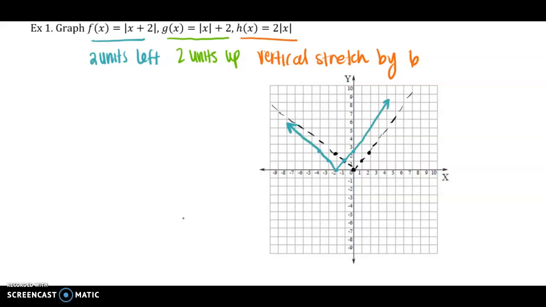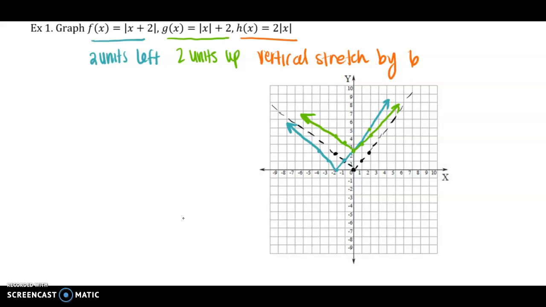And then the next one, we'll graph it in green. So 2 units up. So each one of those points from the parent function, you're going to move 2 units up. So 1, 2, 1, 2, 1, 2, and 1, 2. All right, so there is the green one.